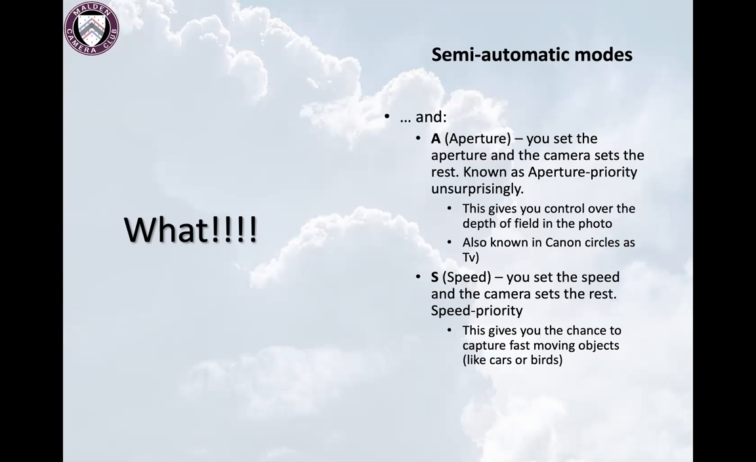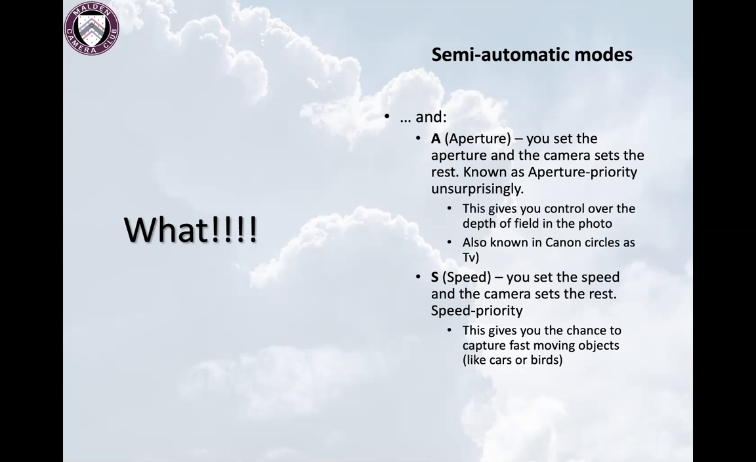Then semi-automatic, aperture and speed priority, A or S on most dials. You set the aperture and the camera sets the rest, which gives you control over the depth of field in the photographs. If you've got a Canon camera, A isn't there, there's a Tv instead. I don't know why. S for speed. You set the speed, the camera sets the rest.